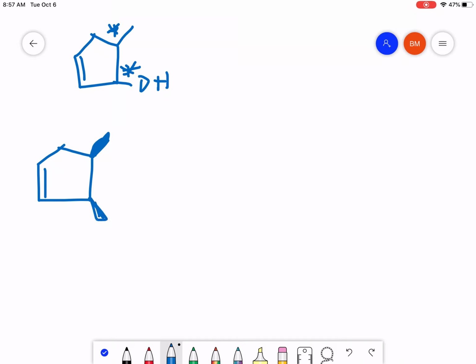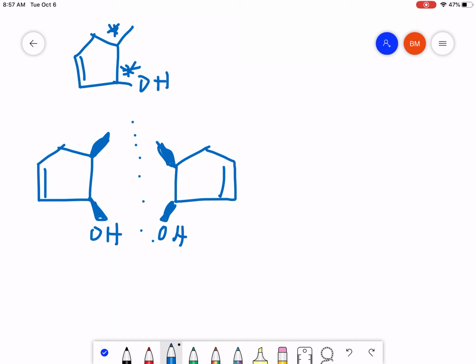Same thing with this, the OH. Okay, so there's one. I can draw its mirror image. Don't forget to put the double bond in the right place. Remember, this is a reflection, so it needs to be reflected in the proper spot. These guys are enantiomers.